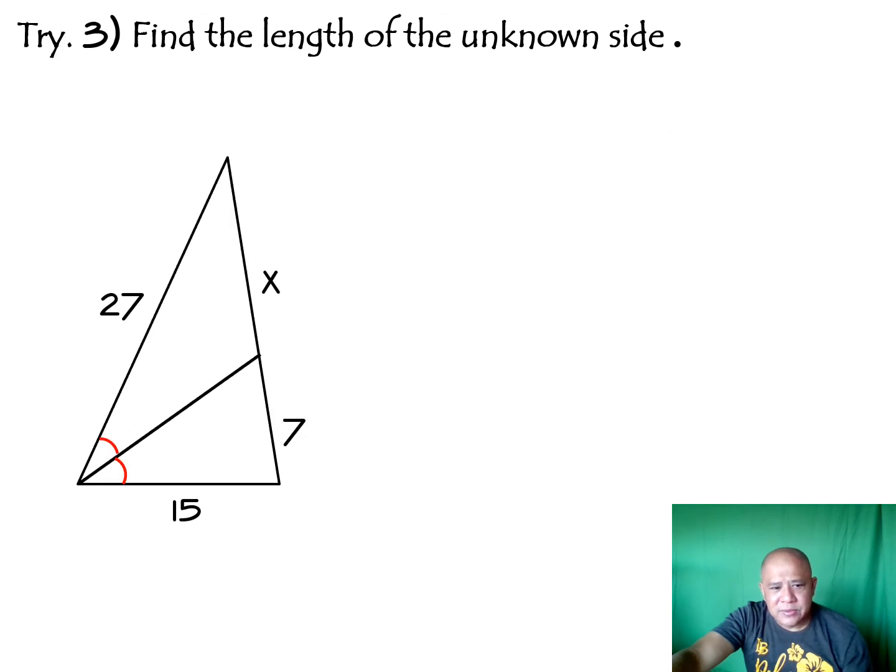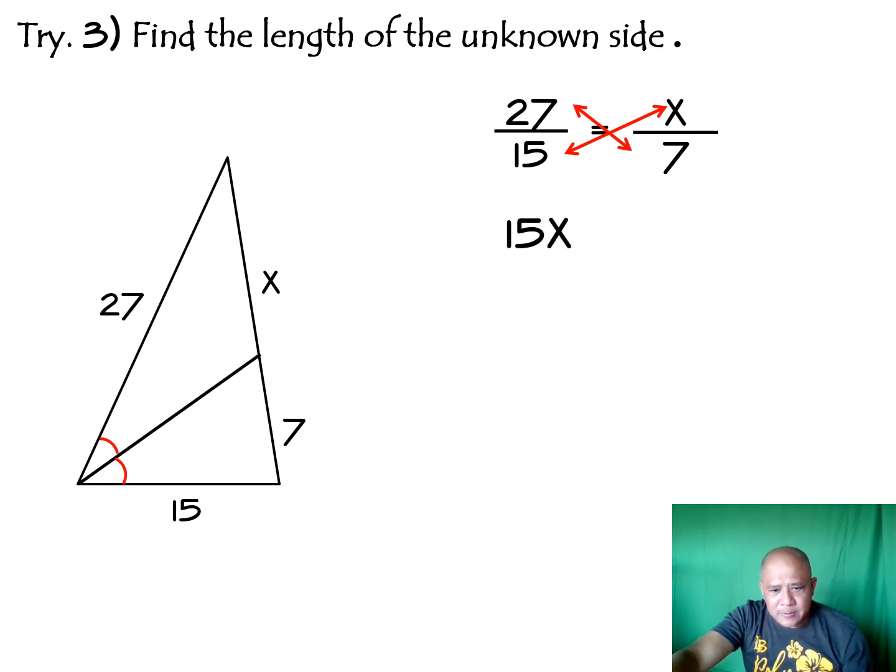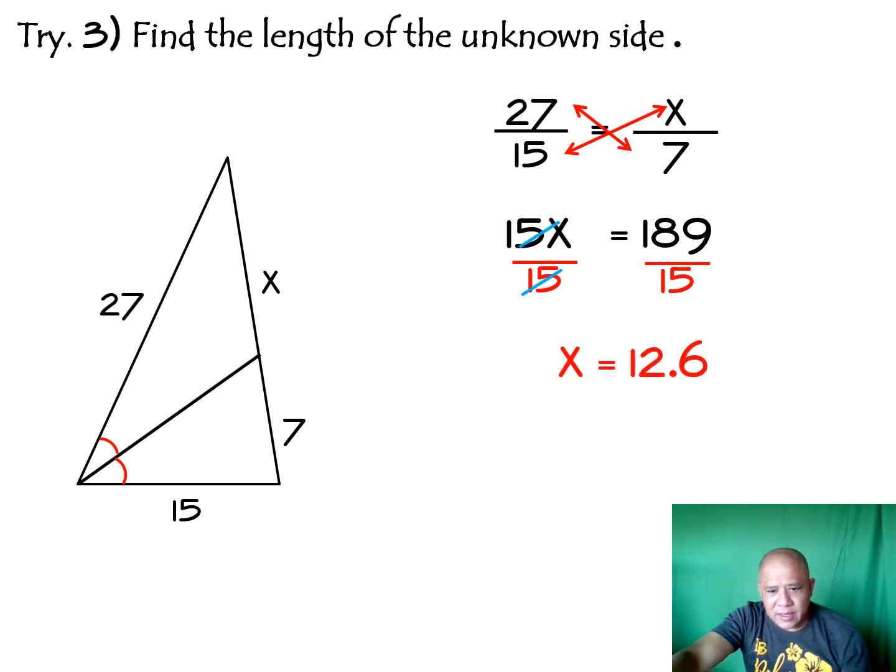All right, here's try number 3. You can pause this and try it. 27 is to 15 as x is to 7. Cross multiply. 15x equals 27 times 7, which is 189. Divide by 15, and x equals 12.6.